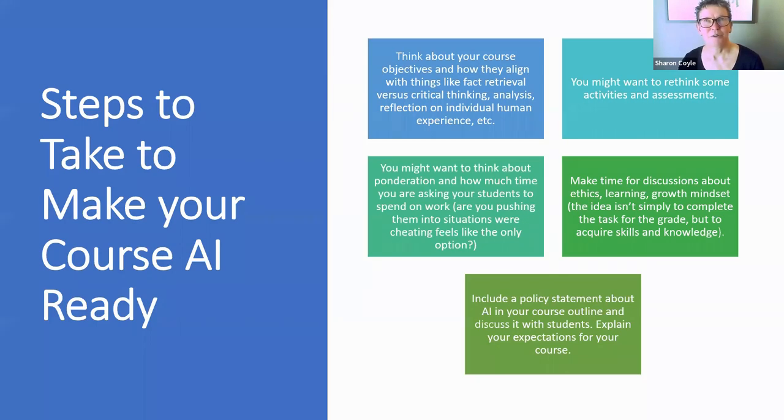But one of the things I try to get my Performa students to think about is this: if everybody's doing that, if I'm giving you 7 hours of homework instead of 3 hours of homework, where are those hours coming from? They're coming from one of the other classes. However, they're not doing that homework. So if your ponderation is too large, if you're taking too many hours of your students' time, you're maybe pushing them into situations where cheating feels like the only option and they're turning to AI. So think about that.